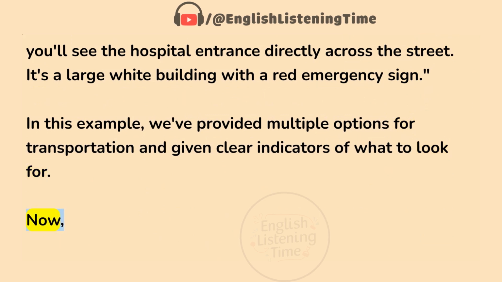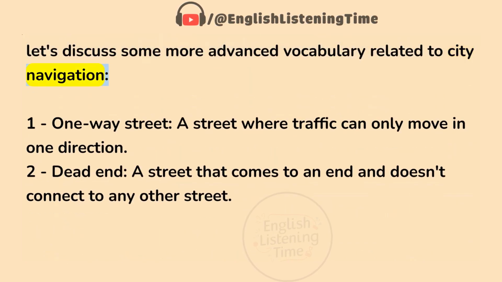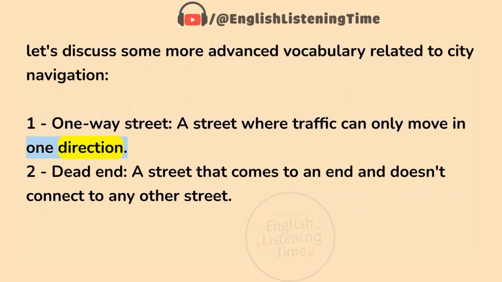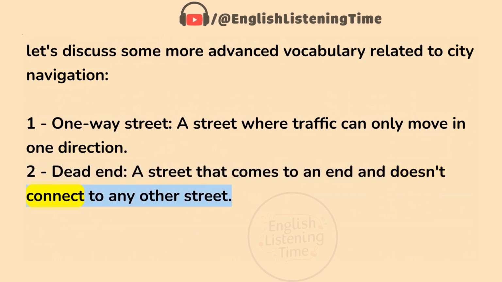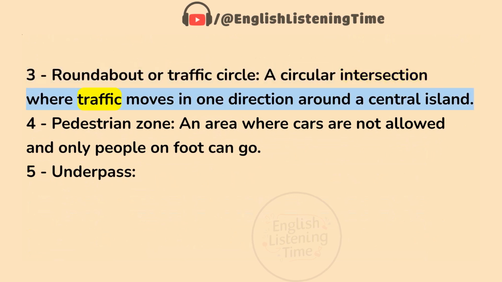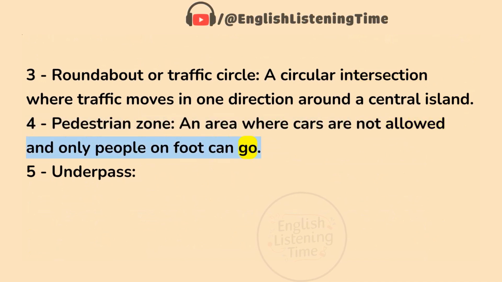Now, let's discuss some more advanced vocabulary related to city navigation. 1. One-way street, a street where traffic can only move in one direction. 2. Dead end, a street that comes to an end and doesn't connect to any other street. 3. Roundabout or traffic circle, a circular intersection where traffic moves in one direction around a central island. 4. Pedestrian zone, an area where cars are not allowed and only people on foot can go.